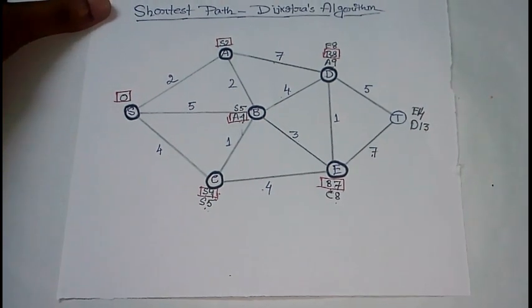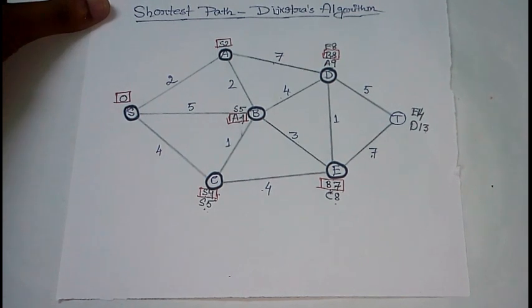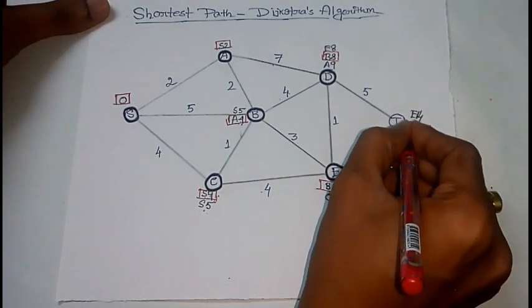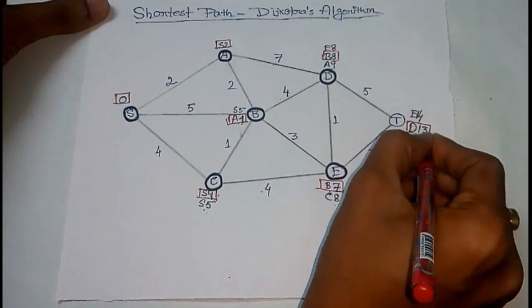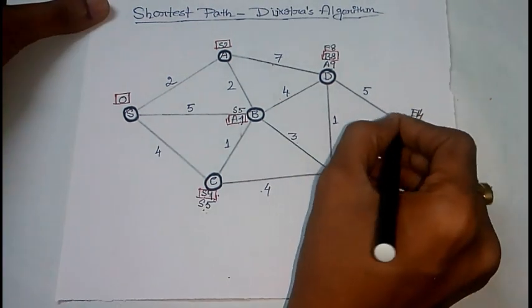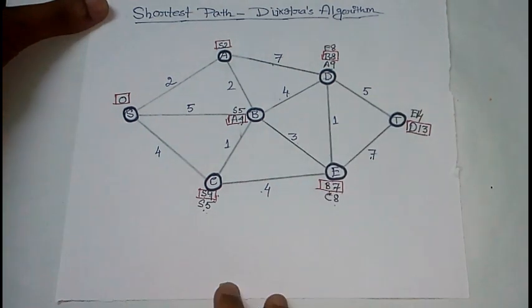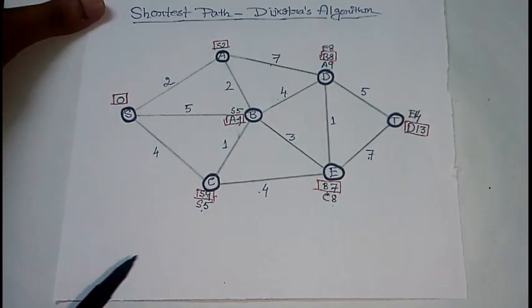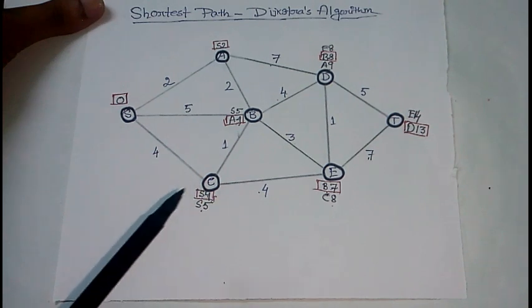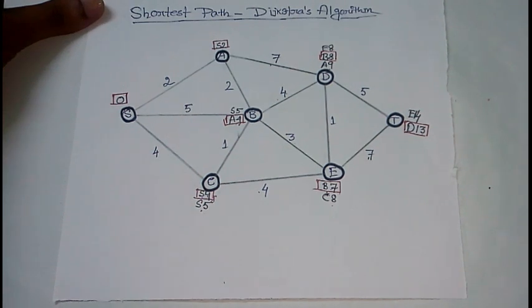Now among these two distances, which one is the minimum? Obviously D13. So we shall select this D13, and that means we are selecting the vertex T. So now all the vertices are selected and all are given permanent levels.